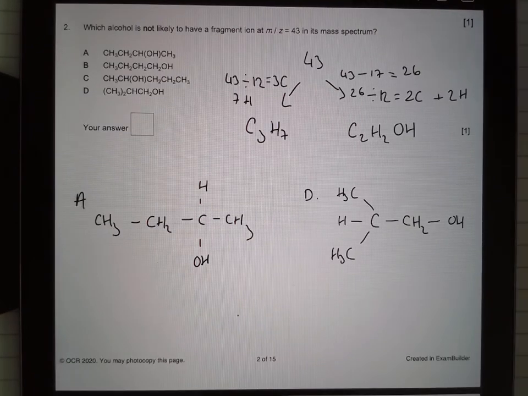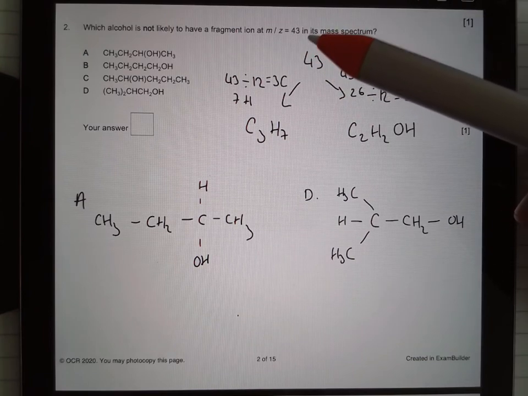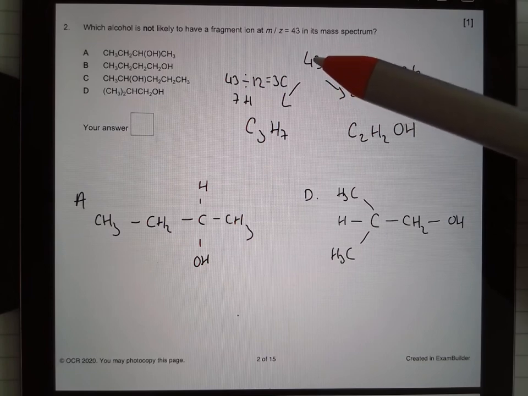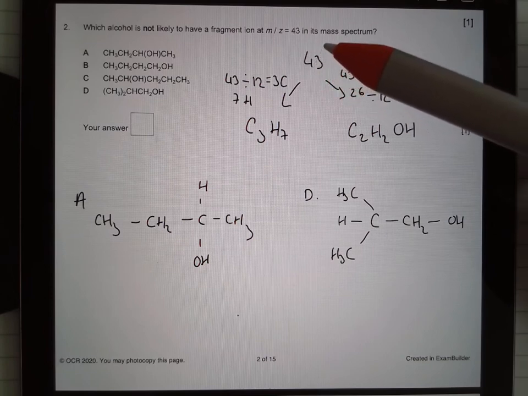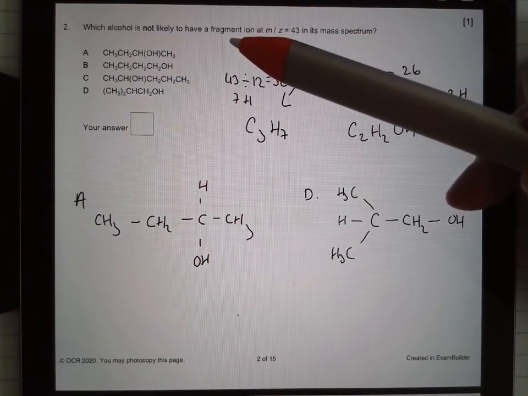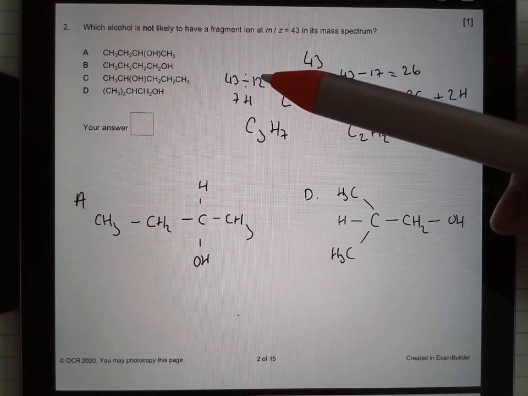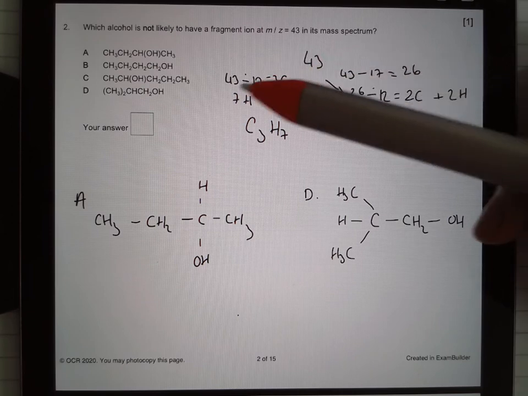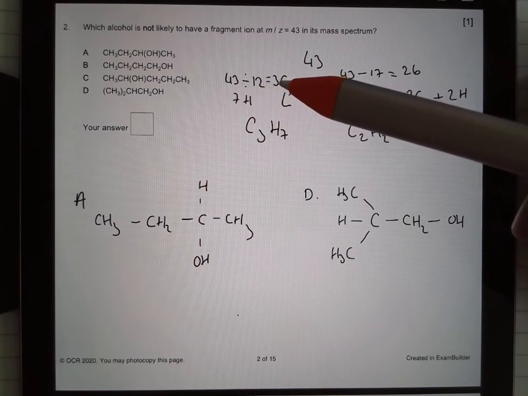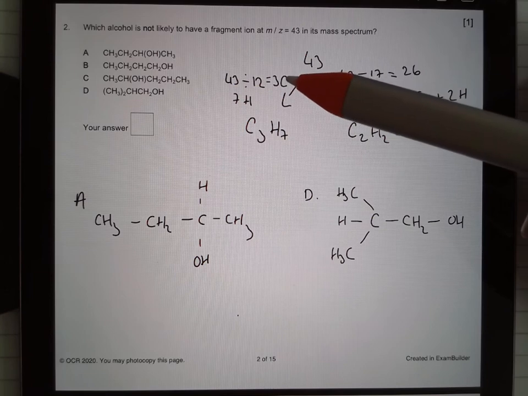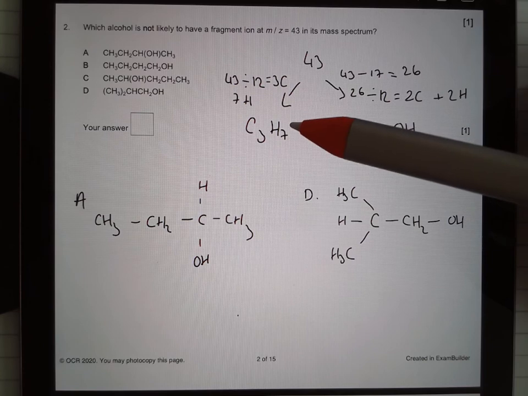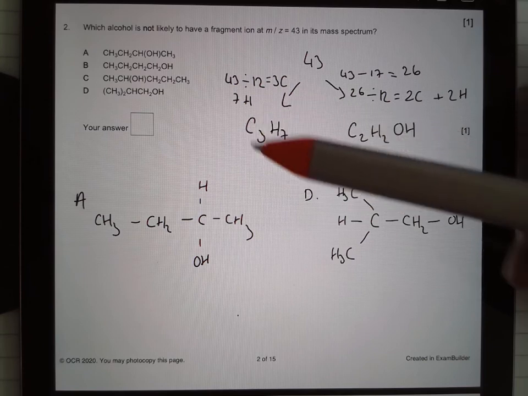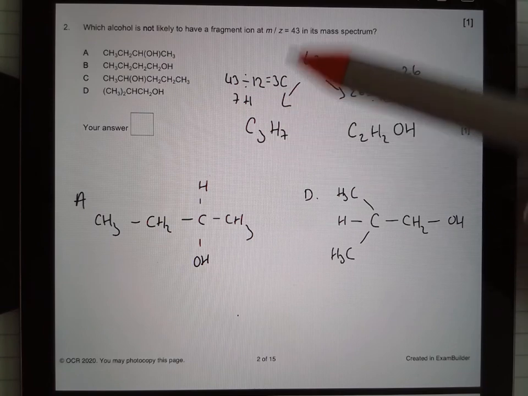In question 2, you're asked which alcohol is not likely to have a fragment with a mass of 43 in its mass spec. I think the easiest thing to do is to work out what fragment will give you a mass of 43. It's an alcohol, so you know you've got carbons, hydrogens and an oxygen. Carbon has a mass of 12, so if I take 43 and divide it by 12, I can see that I've got a maximum of 3 carbons in there. 3 12s are 36, so I've got 7 left over, which means I could have 7 hydrogens. So C3H7 is a common fragment, a propyl fragment, and it has the mass of 43.